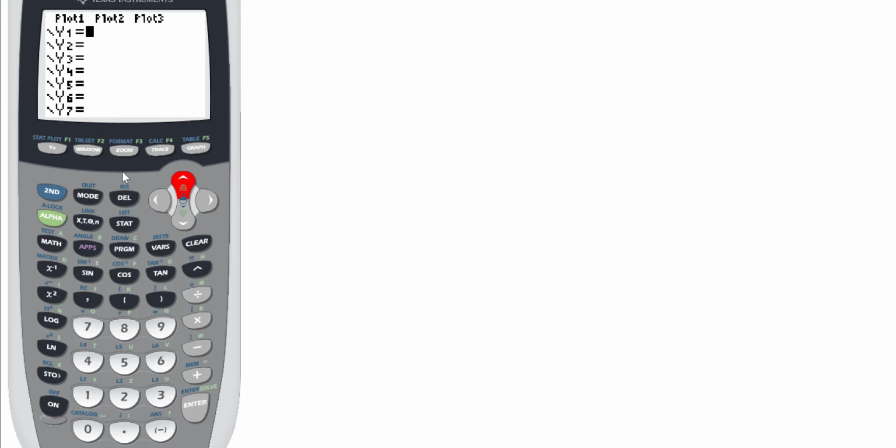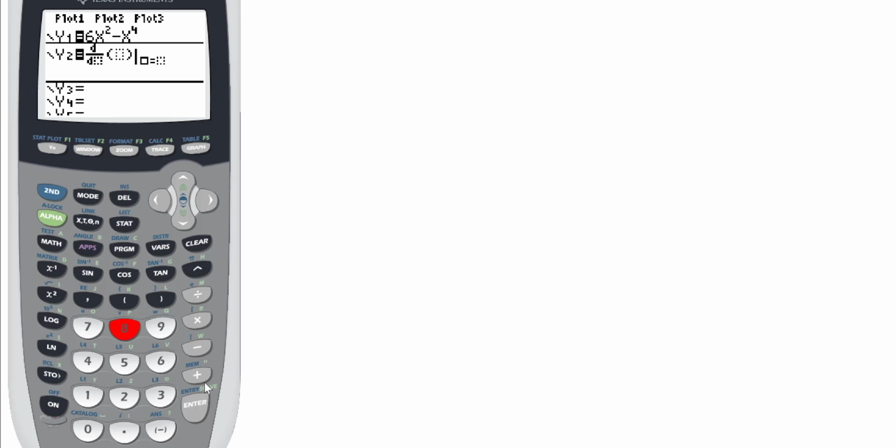I said we're going to graph 6x squared minus x to the fourth, so let's put that in there. Hit enter. That's our first graph, and then we're going to graph the derivative. It's easy to graph the derivative. We basically use nderiv, which you have at math 8. So I can cursor down or just hit math 8. Math 8 is nderiv, N-D-E-R-I-V, and then here you get a nice d by dx.